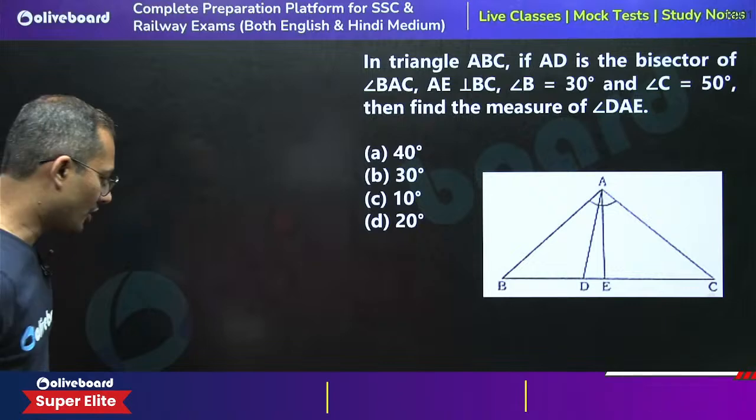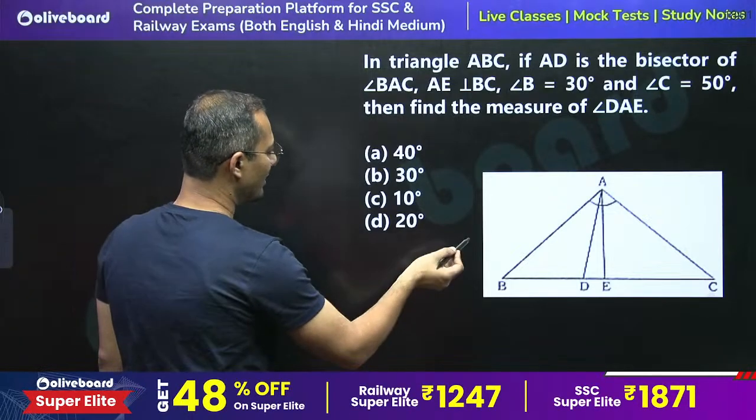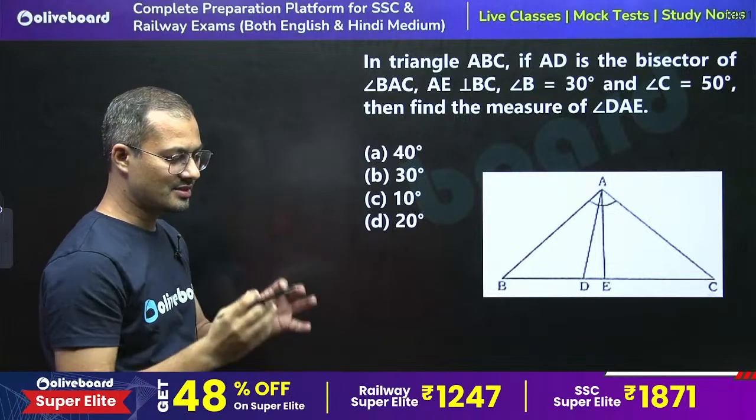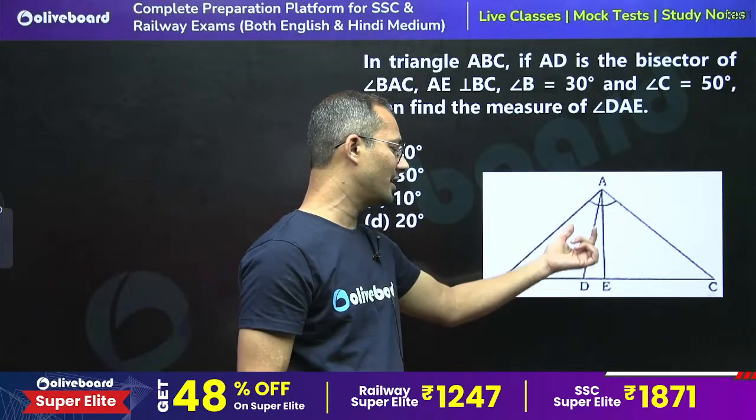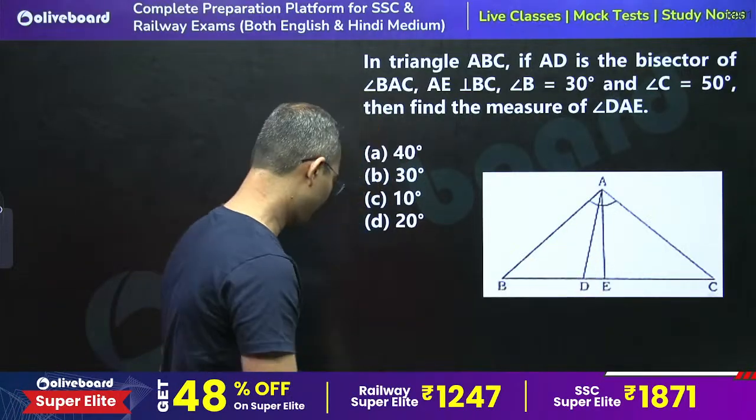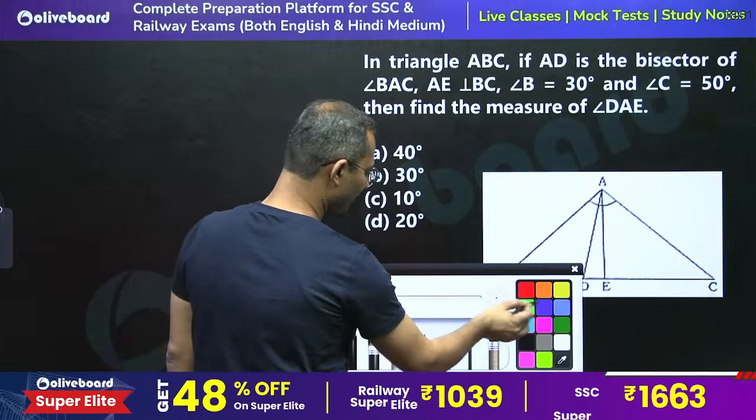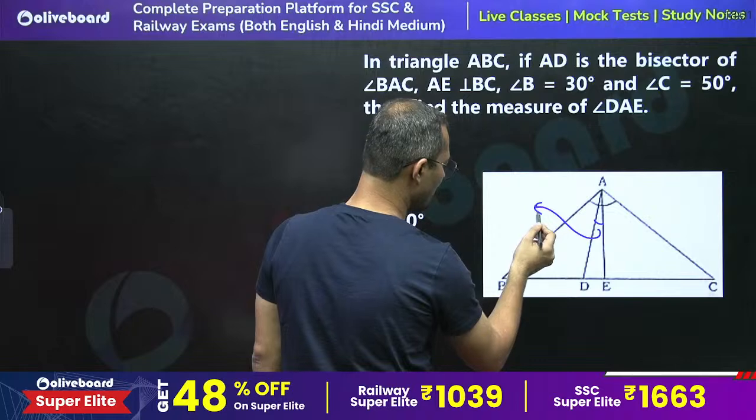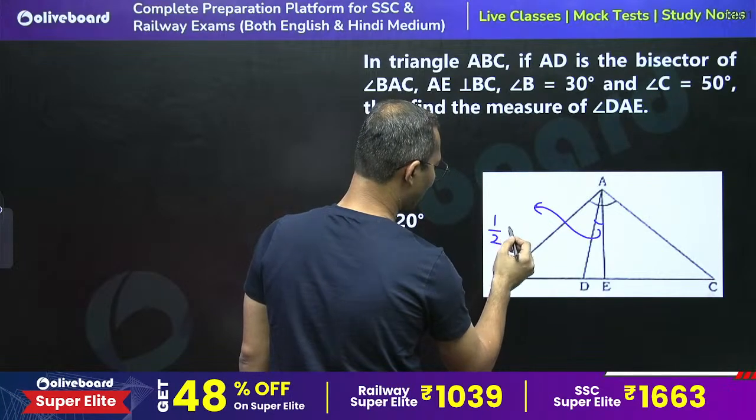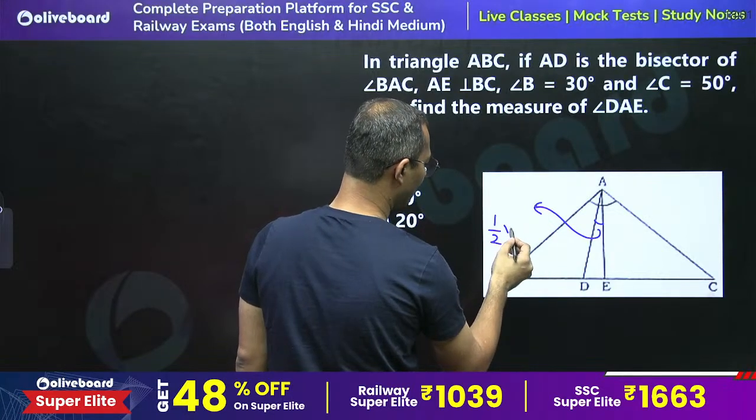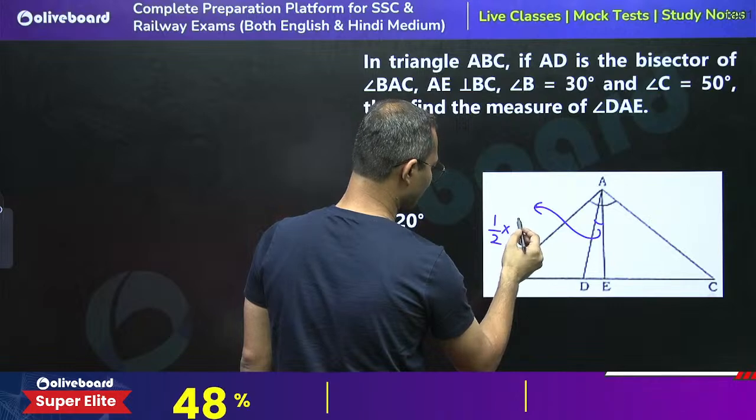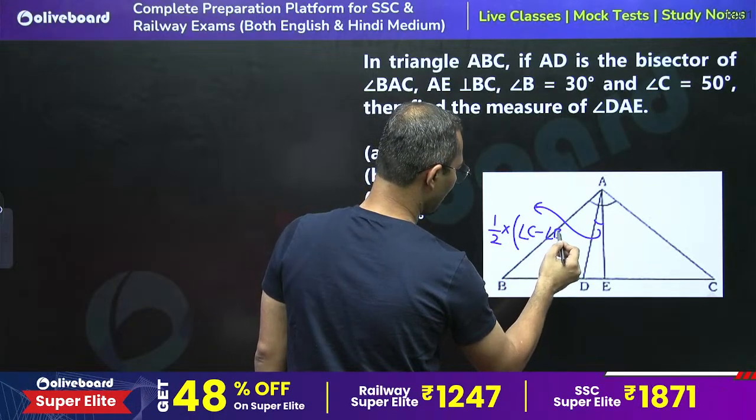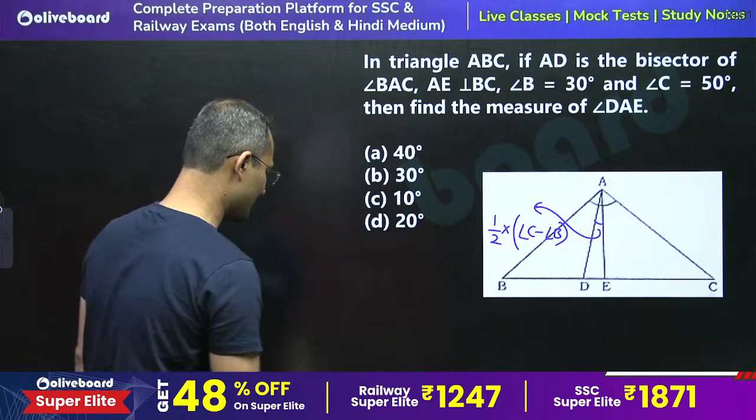So we are running short of time. Directly I can say that the question is asking what is the angle made by the angle bisector and perpendicular. Whenever we have to calculate this angle, it is going to be half of the difference of the opposite vertex angles, right?